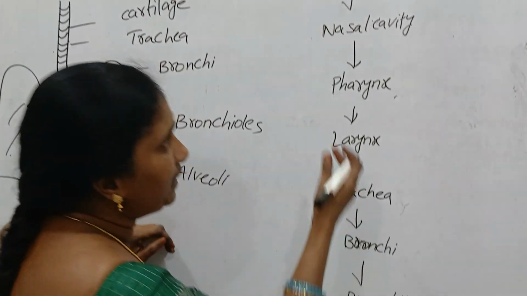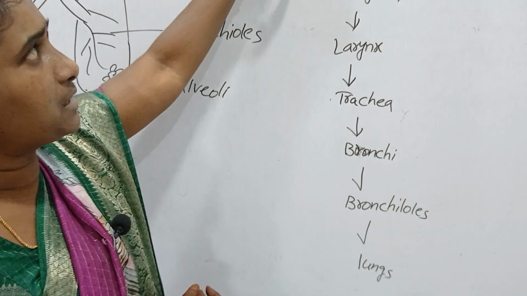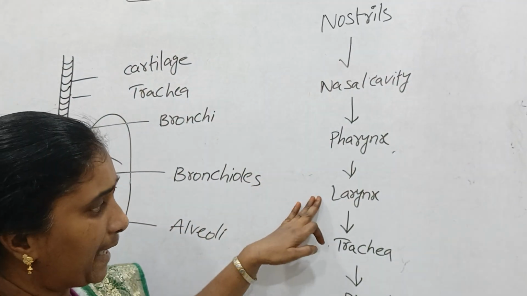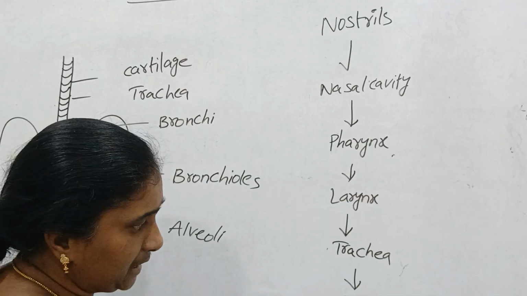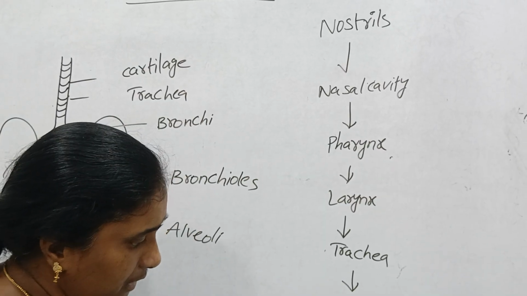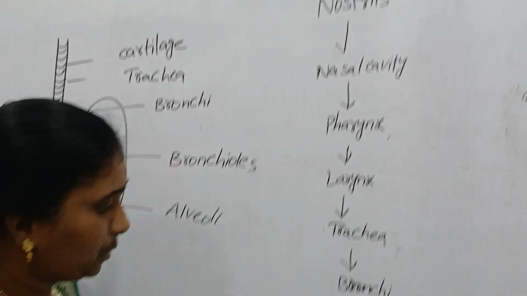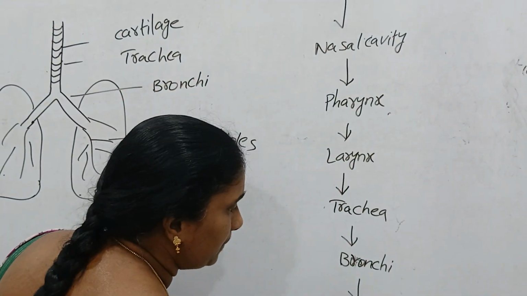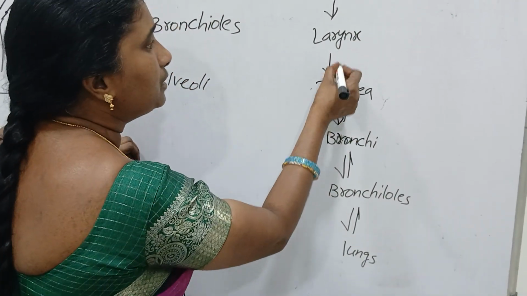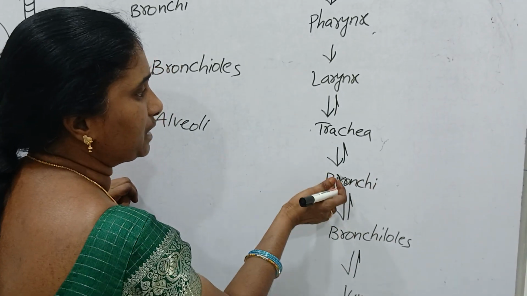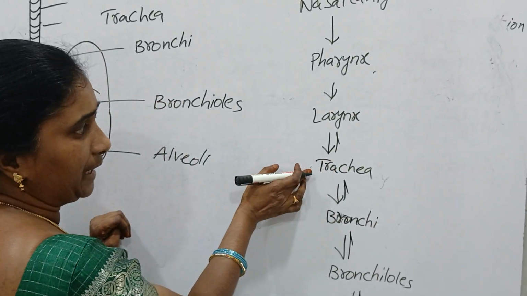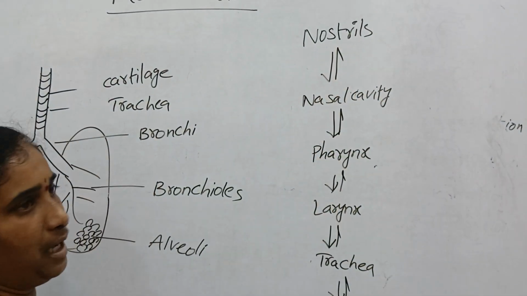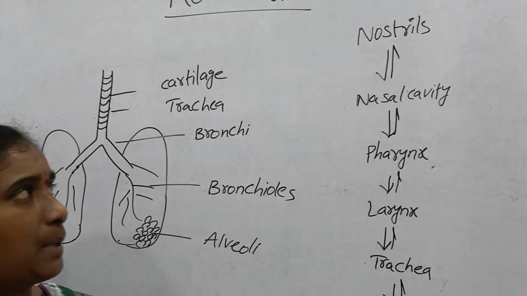Okay now. So when we inhale the air through nostrils, air enters into nasal cavity. Nasal cavity to pharynx. Pharynx to larynx. Larynx to trachea. Trachea to bronchi. Bronchi to bronchioles. Bronchioles to finally air enters into lungs. So again in the same pathway, carbon dioxide also will be exhaled through our nose. The same pathway from lungs to bronchioles, bronchioles to bronchi, bronchi to trachea, larynx, pharynx, nasal cavity and nostrils. Through nostrils we will exhale the carbon dioxide.